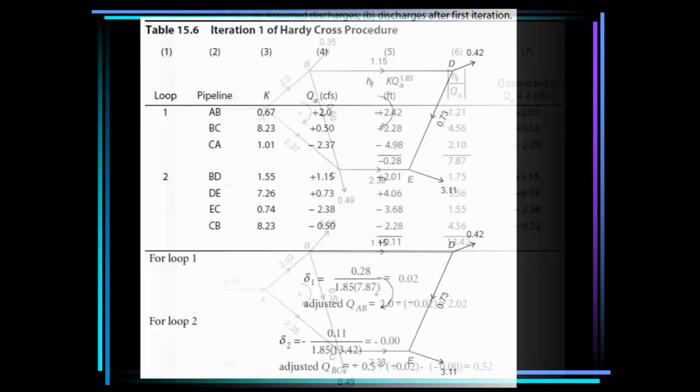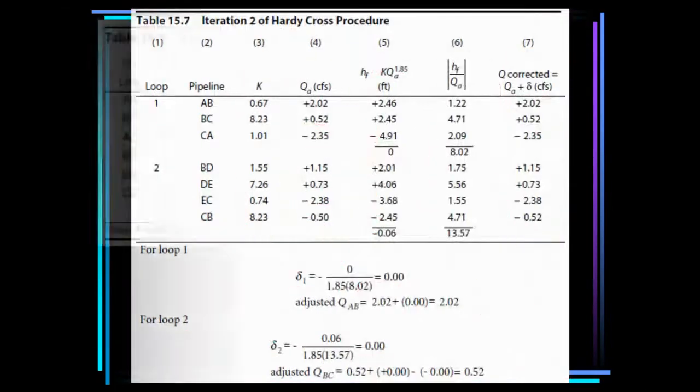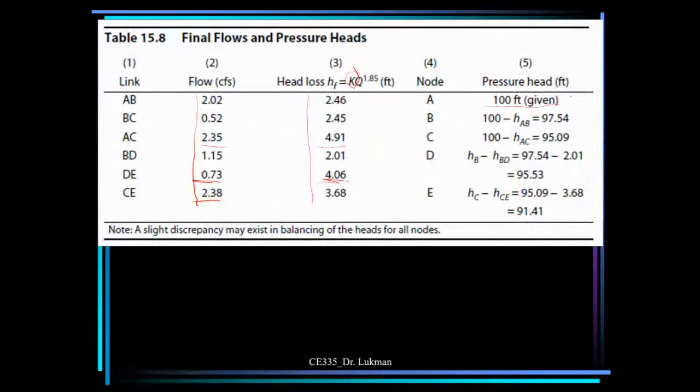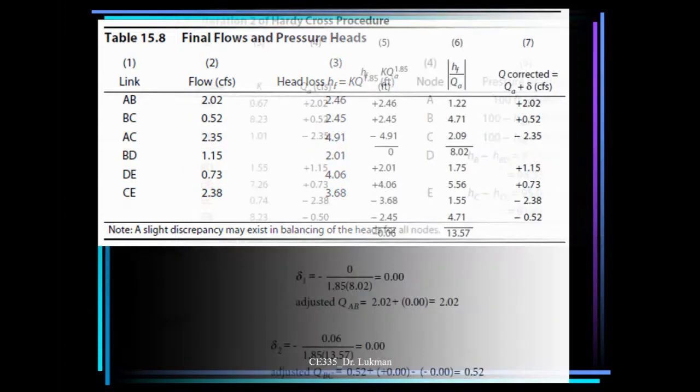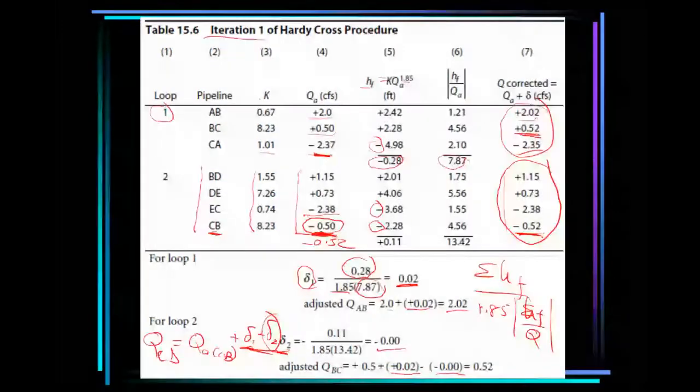Okay, and this is how this table is arrived at. You can see it here. This is the pressure head. You can see that point E has the least pressure head, because the water must have traveled all the way through either this route or that one. So it has the lowest pressure head.